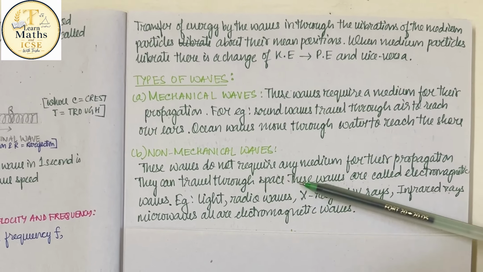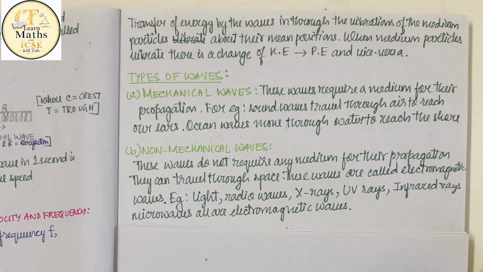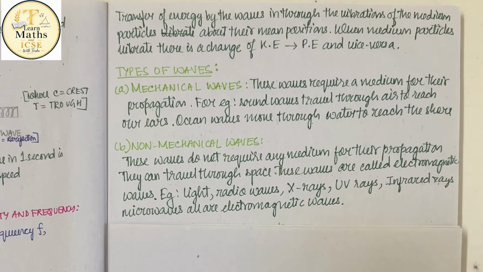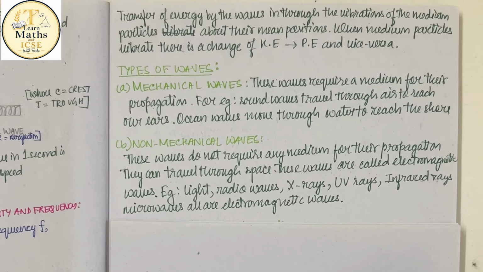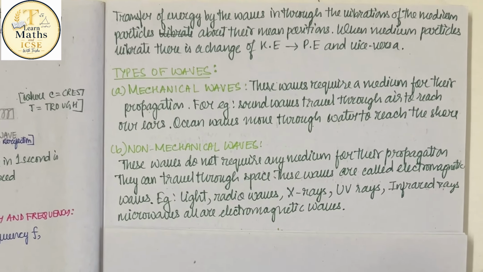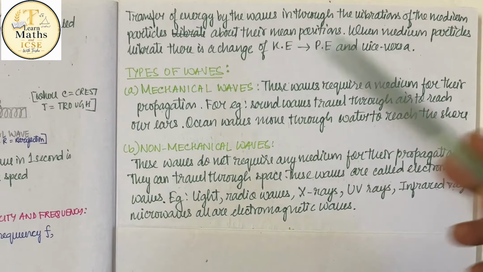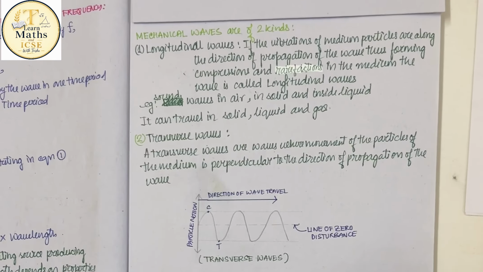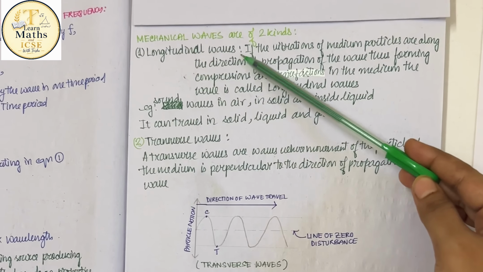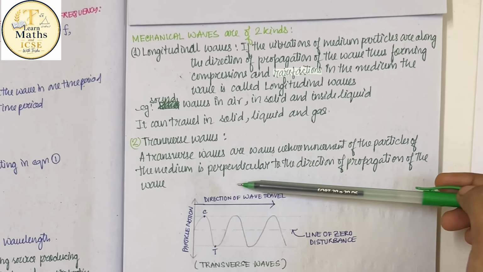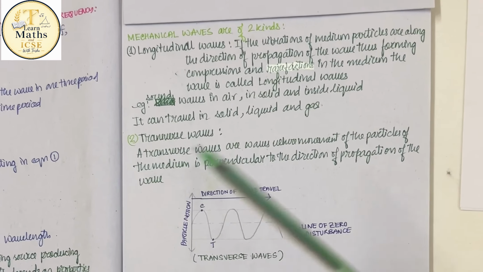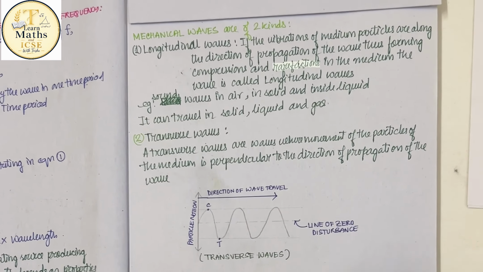Non-mechanical waves do not require any medium for their propagation. Examples: X-rays, UV rays, infrared, microwaves. These are all kinds of waves that don't require any medium, so they are non-mechanical, and those which require a medium are known as mechanical. Again, mechanical waves are of two kinds. First is longitudinal waves and second is transverse waves. We have already covered these in the previous portions where I also explained using the diagram.